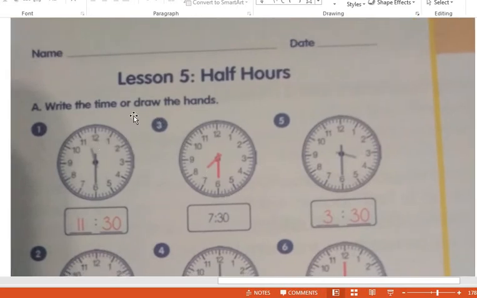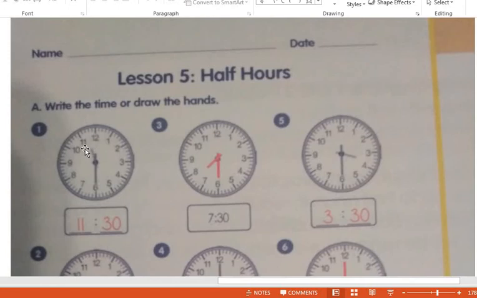Write the time or draw the hands. I have here the long hand goes to 6, so it's 30 minutes. Half past what, miss? Half past 11. The number before the short hand is 11. Again, the number before the short hand.